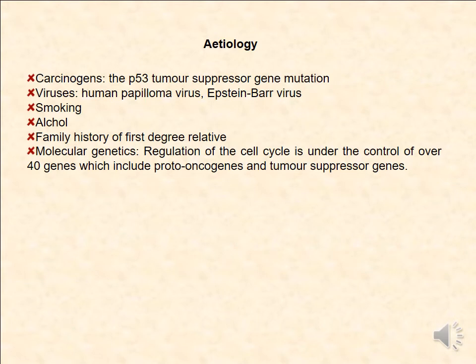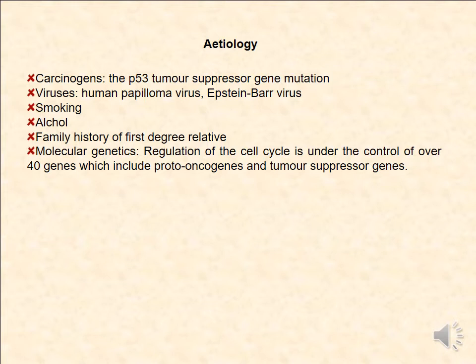The etiological factors of malignancy. There are many etiological factors for malignancy. The most common one is carcinogenesis. Cells that have a p53 tumor suppressor gene mutation may have suppression of p53. There is no healing process in the traumatized epithelium or any tissue, so it is not replaced by normal tissue, and that leads to carcinoma. Viruses: we have many viruses that lead to malignancy, like human papilloma virus and Epstein-Barr virus.